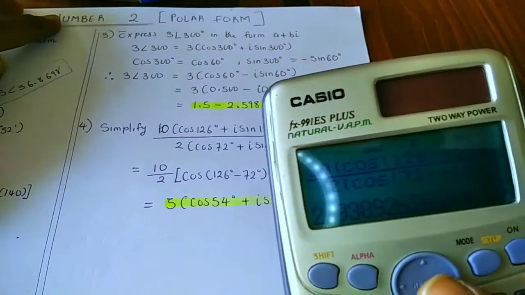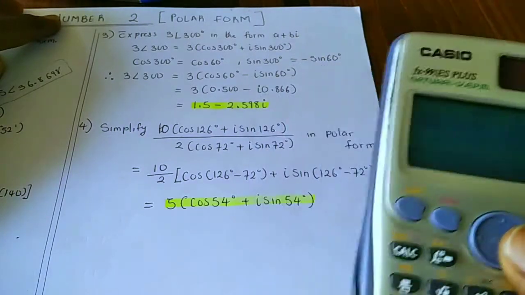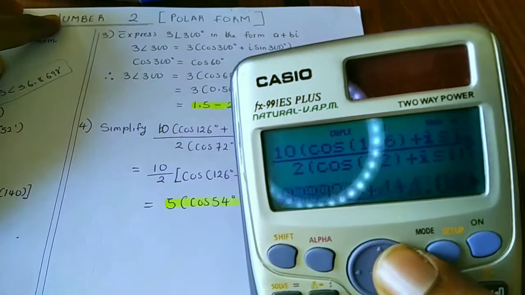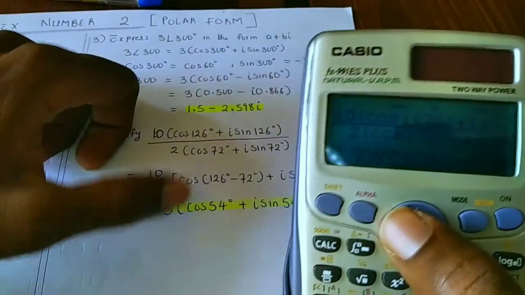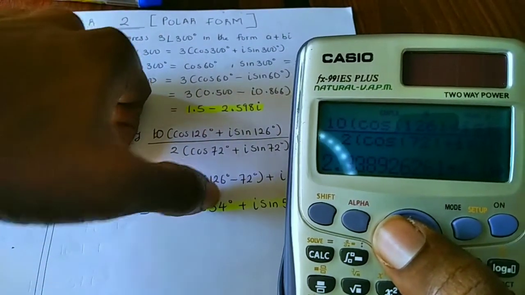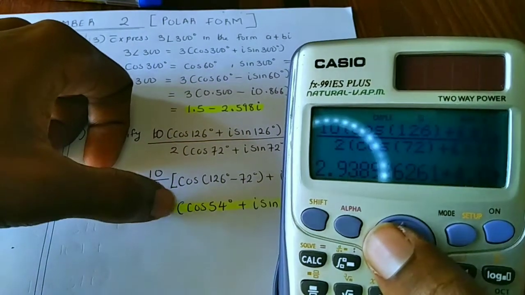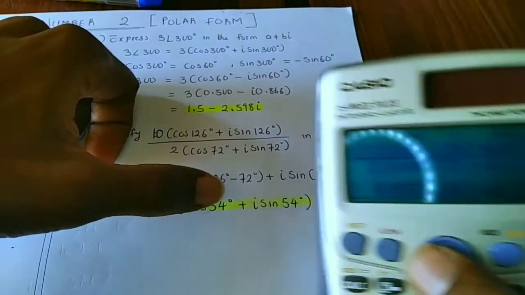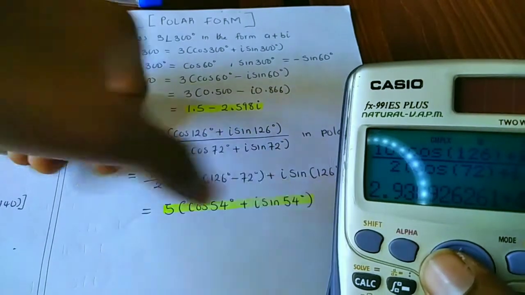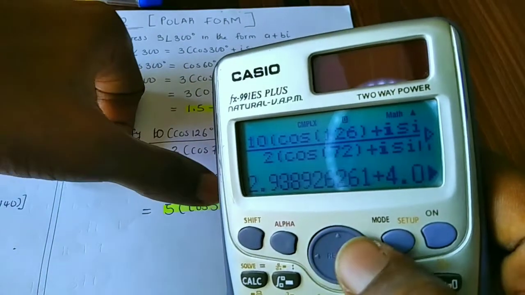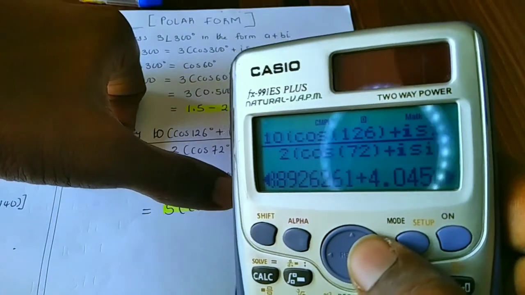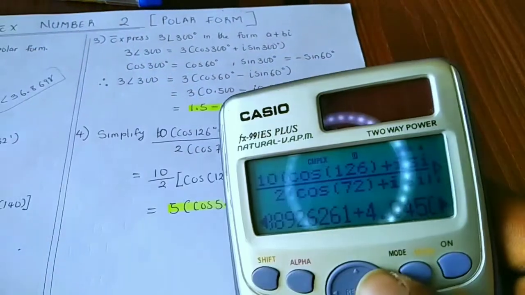As you can see, you've gotten it. Now if you convert, cos 54 multiplying by 5 will give you 2.93, and sine 54 multiplying by 5 will give you 4.045. As simple as that.